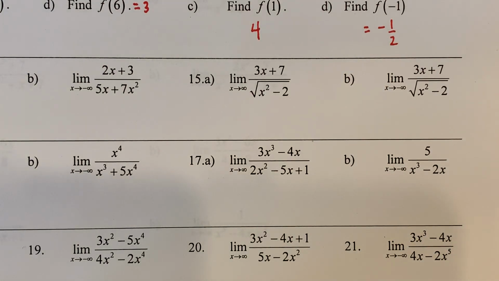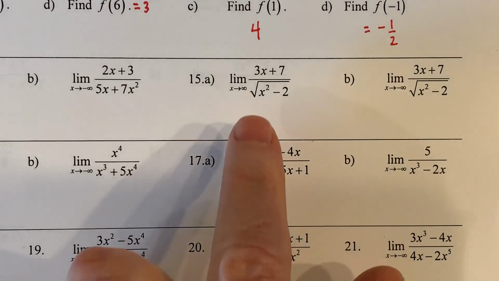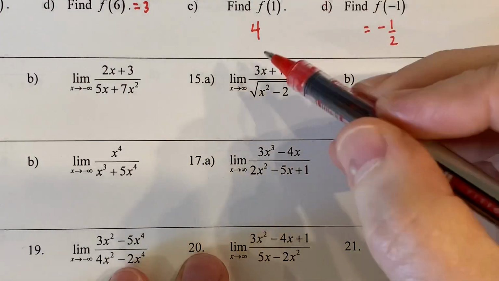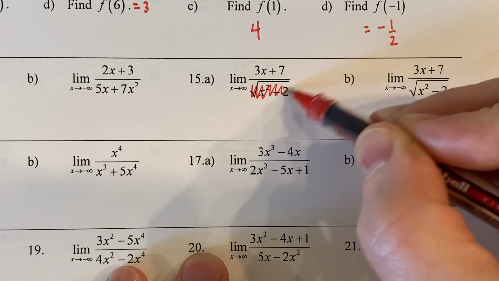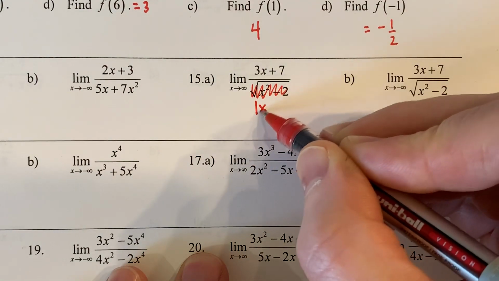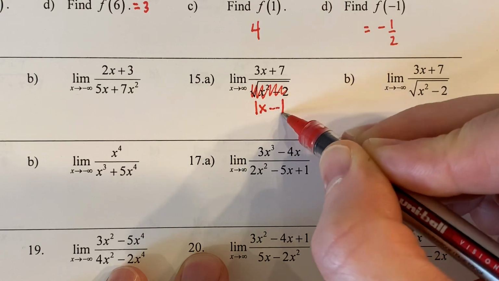It's got this square root in there. So what I want you to look at is go, well, what would the square root of x squared have been? It would have been an absolute value, right? Now, it's not a perfect square because of that negative 2, but what I could say is this square root of x squared minus 2 is something like an absolute value of x, blah, blah, blah, okay?